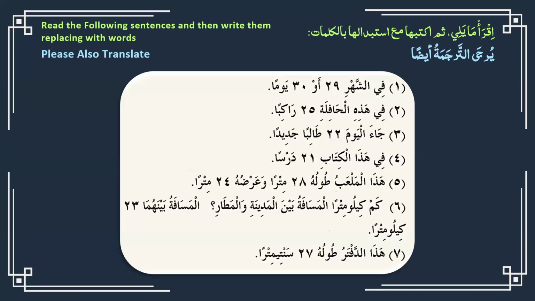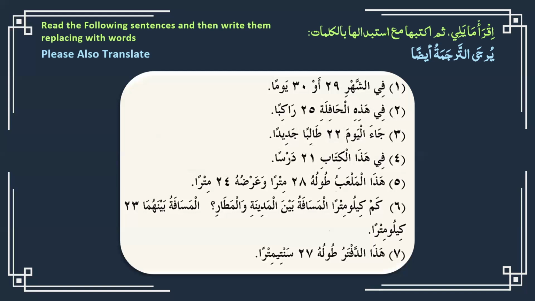كم كيلومتر المسافة بين المدينة والمطار. First I translate this and then I go to the next one? That's fine. Go ahead. Okay. How many kilometers is the distance between the city and the airport? Very good. Okay. المسافة بينهما 23. The distance between both is 23. Between them.